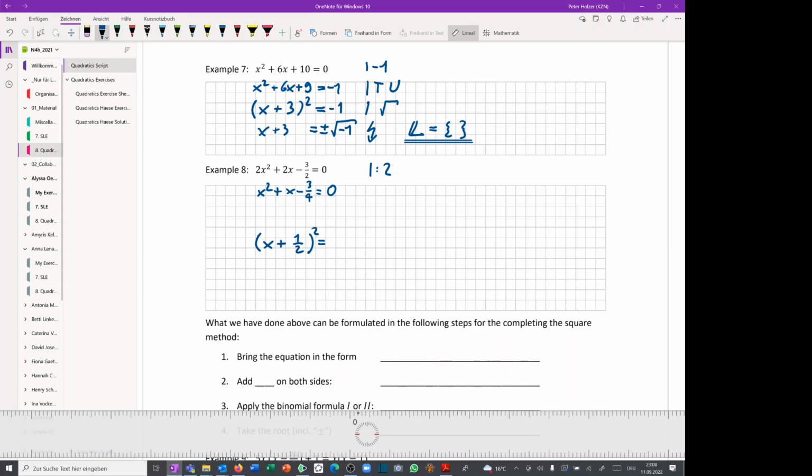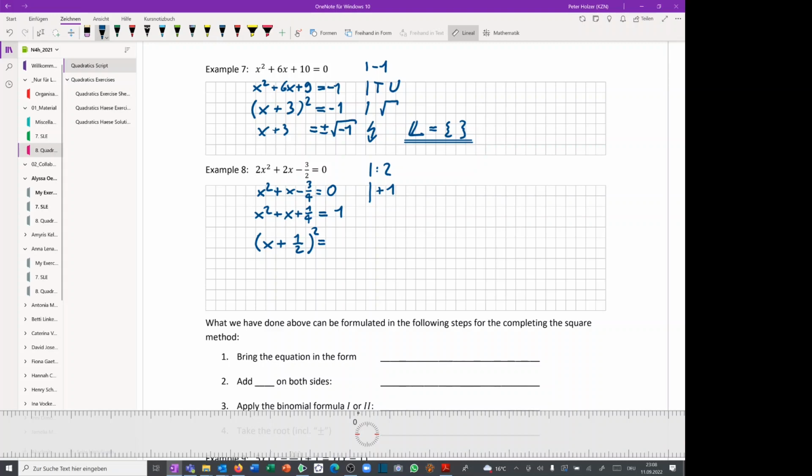Now let's expand that and write that in the line above. We get x squared plus 2 times 1/2 x. This means plus 1x and plus 1/2 squared, so plus 1/4. How do we get from that to the next line? Well, the difference is we have to get from minus 3/4 to plus 1/4, which means we have to add 1. So we add 1 on both sides, so the right side becomes 1.